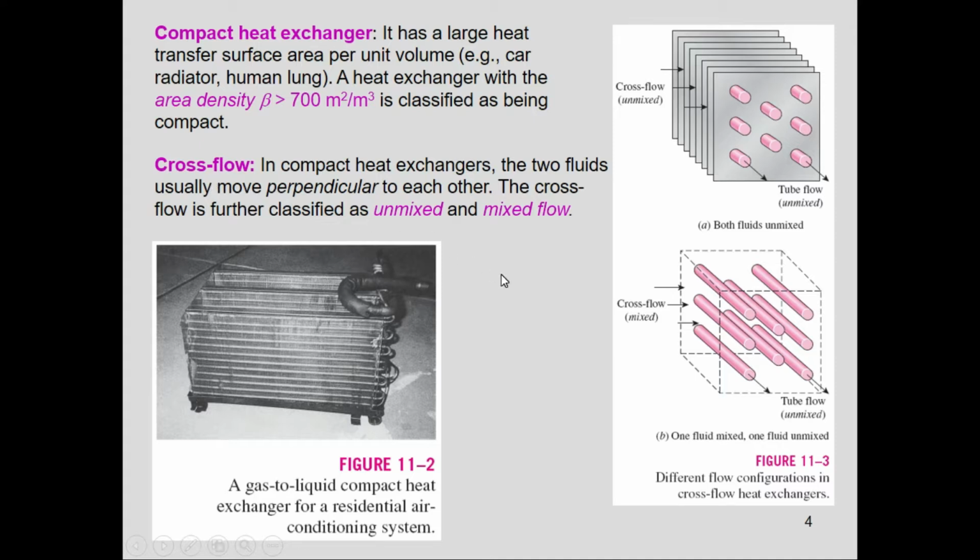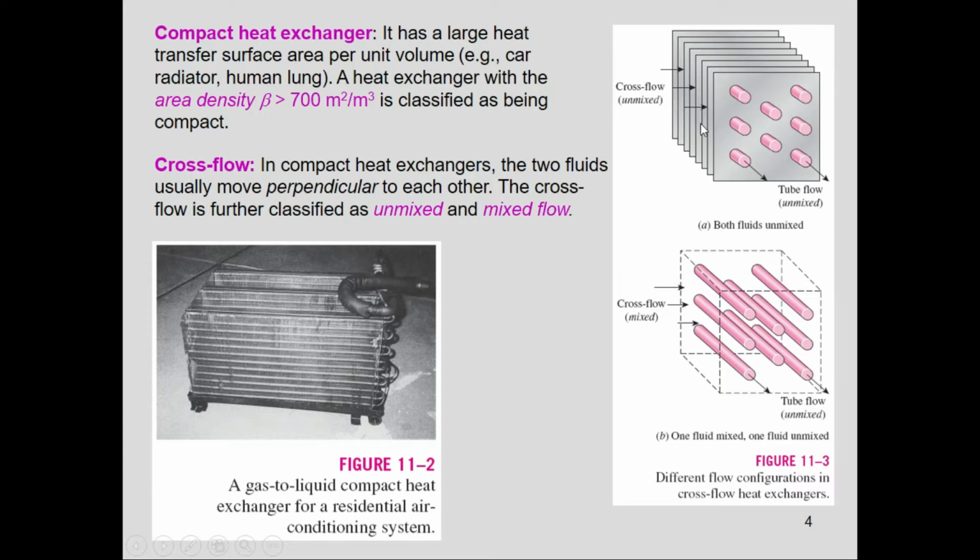In the compact heat exchanger, the two fluids usually move perpendicular to each other, right? The cross flow is further classified as unmixed or mixed flow. So this is a particular example of a compact heat exchanger in which the two fluids are moving perpendicular to each other, and as you can see, one fluid is moving in these pipes, and the other fluid is moving in the perpendicular direction through these vertical plates.